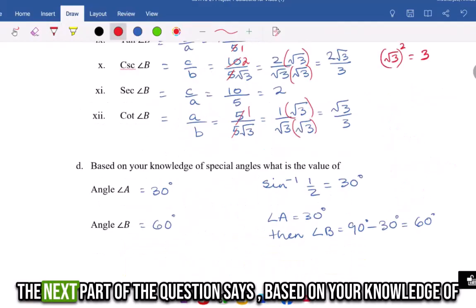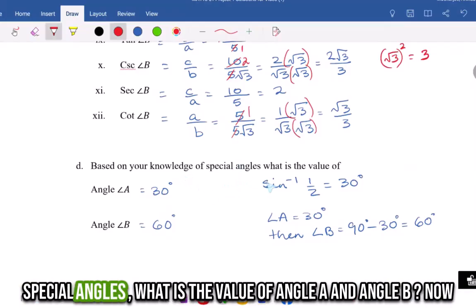All right? The next part of the question says, based on your knowledge of special angles, what is the value of angle A and angle B?